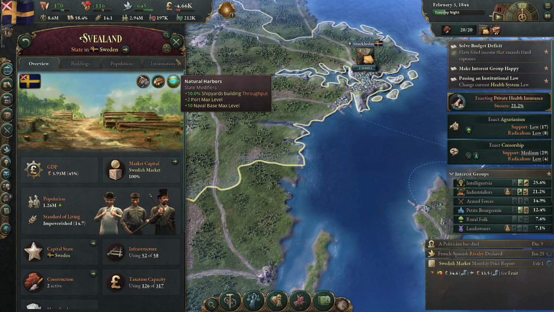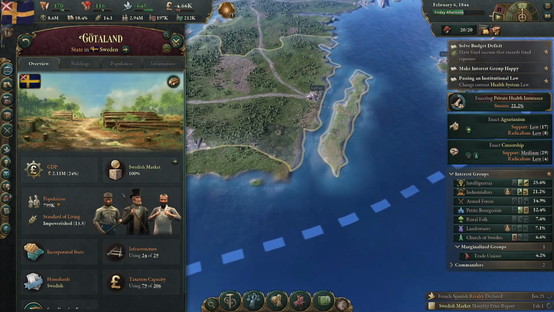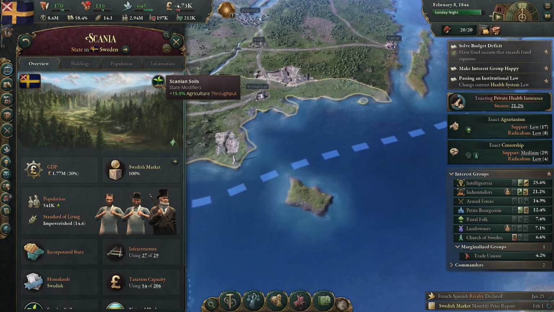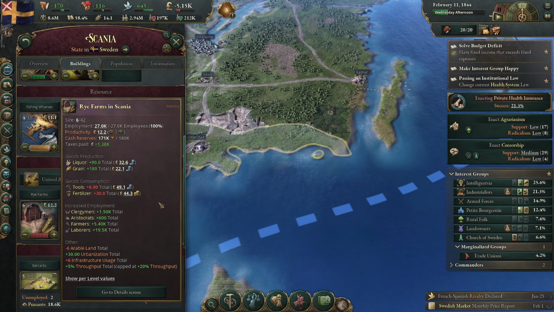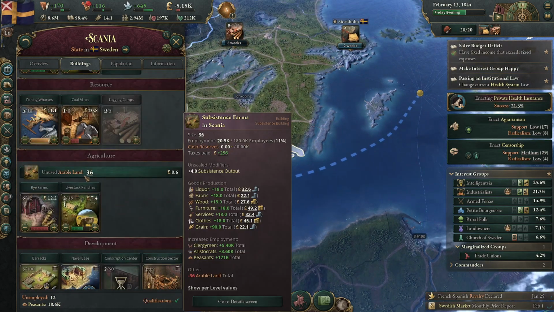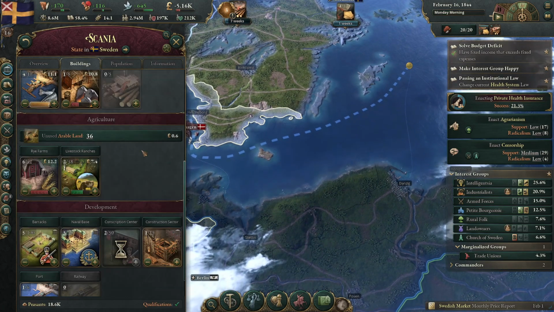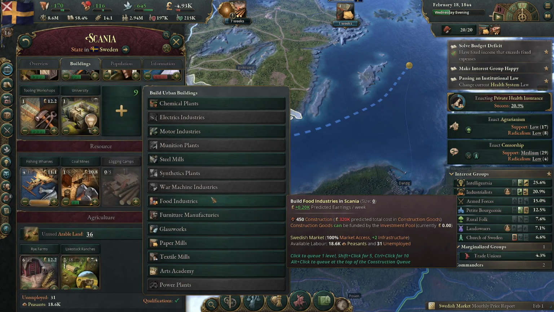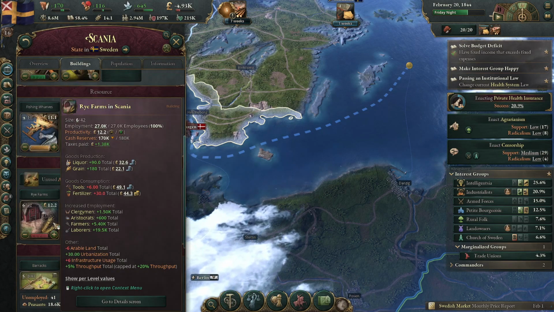That's mining. This has got natural harbours. I think not Scotland. Sorry, Scania. Right, we got Scanian soils here. We get plus 15% for agriculture down here. We got rye farms. And at the moment, we got 36% subsidised farms. We can grow rye farms.